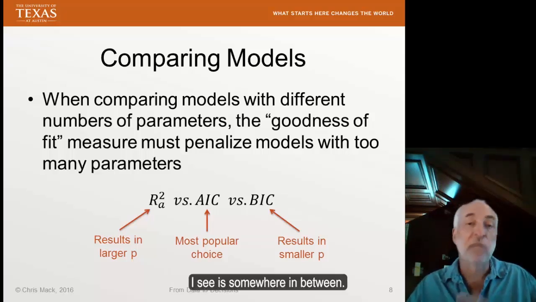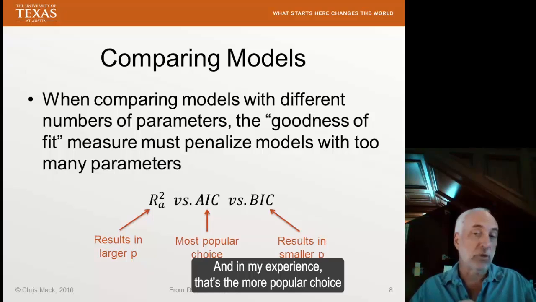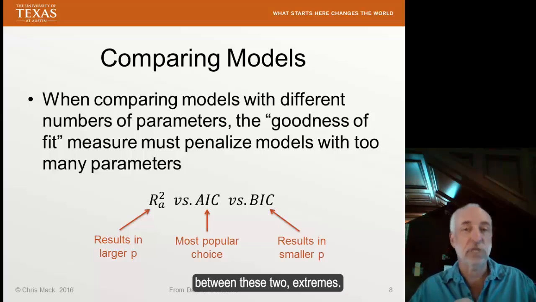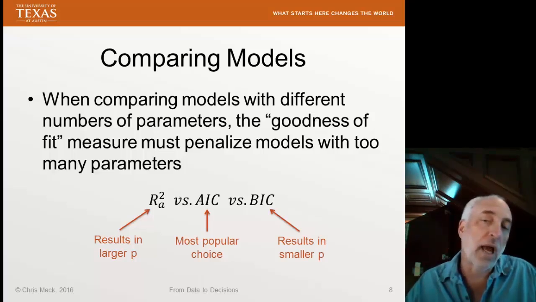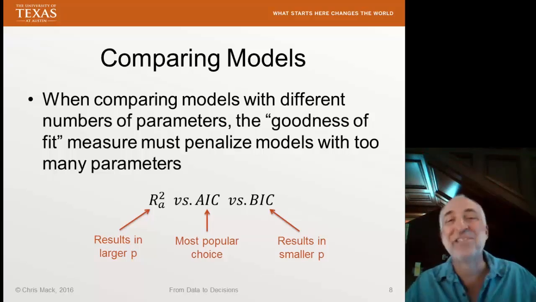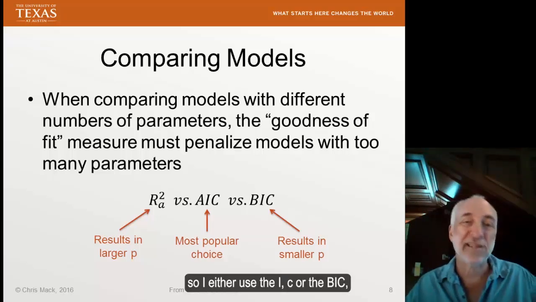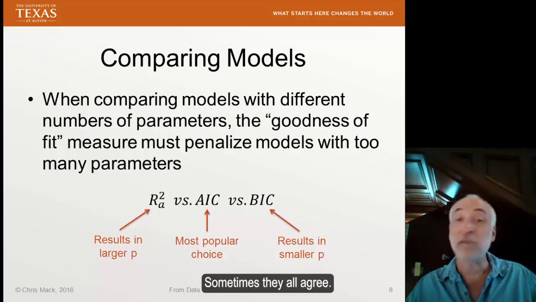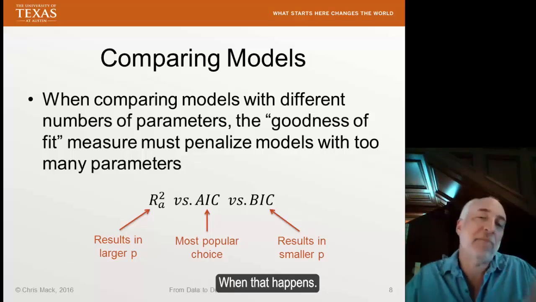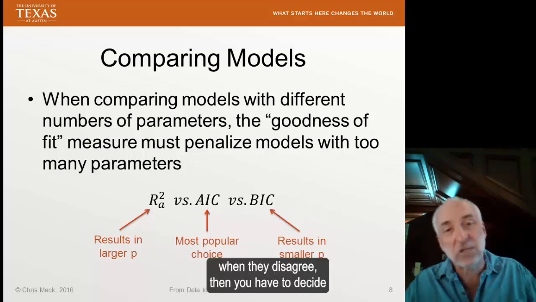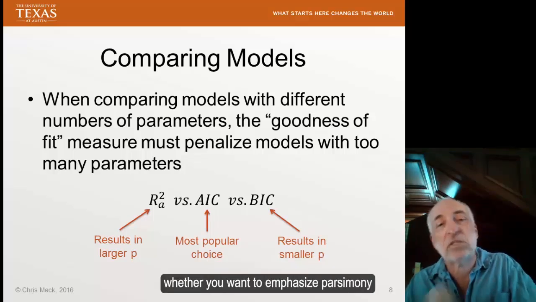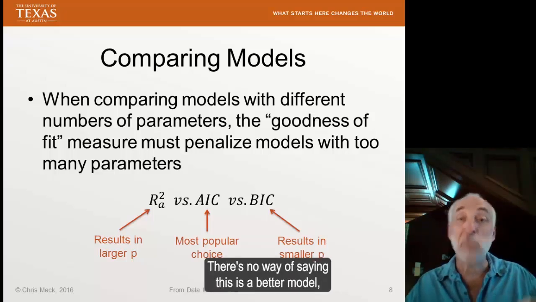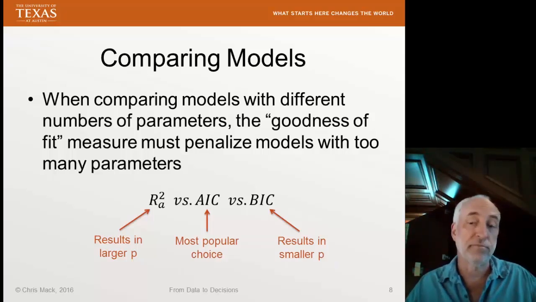The AIC is somewhere in between, and in my experience, that's the more popular choice for most people, and it gives you kind of a compromise between these two extremes. I tend to like parsimony, so I either use the AIC or the BIC when trying to decide. But what I generally do is calculate all three every time. Sometimes they all agree. All say this is the best model. When that happens, then of course you don't have to worry about it too much. When they disagree, then you have to decide whether you want to emphasize parsimony or not. And there's no right answer. There's no way of saying this is a better model, because it depends on what you mean by better.